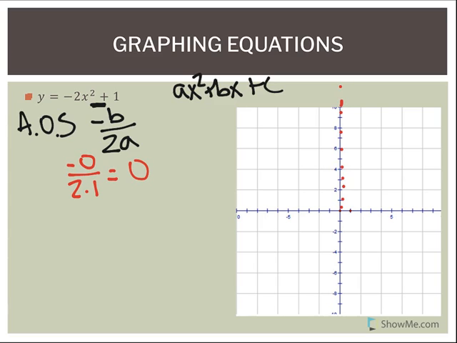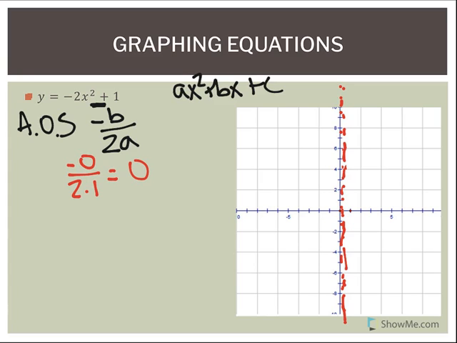Now, how does this help me? The reason I graph this is because my axis of symmetry tells me that if I get a point, for example, here, I'm going to have a point on the other side of my axis of symmetry the same distance away. If you look, I have 1, 2 boxes away. This is 1, 2 boxes away. They are symmetrical. So that's the advantage of the axis of symmetry.